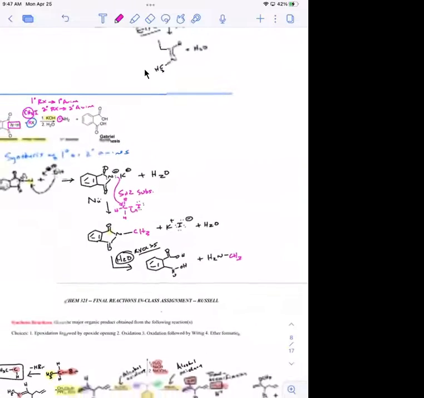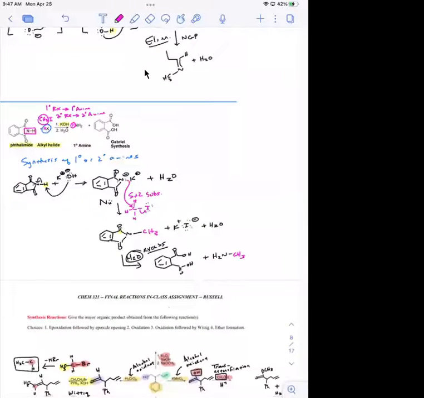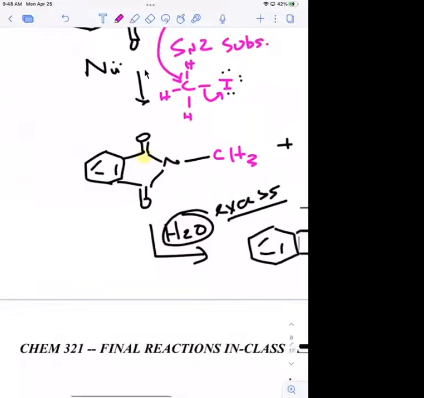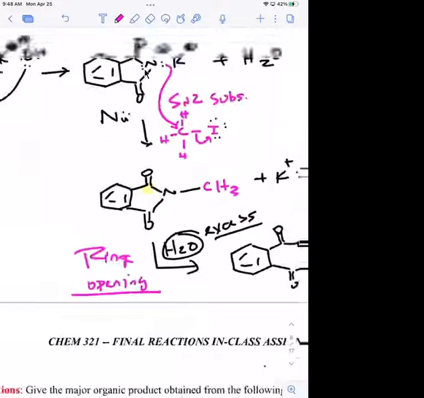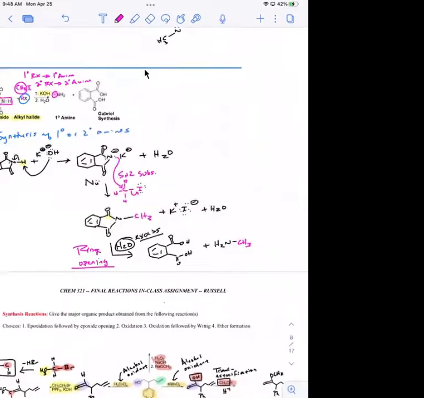All right. So with the Gabriel synthesis, I'm not really concerned about you knowing the mechanism as much as I am you knowing the outcome of the reaction. All right. So that final step is ring opening. So you have proton transfer in the first step, followed by SN2 substitution, followed by ring opening. Right. But the goal here is to make this amine, this primary amine. So this is one of your tools in your toolbox to make primary amines.